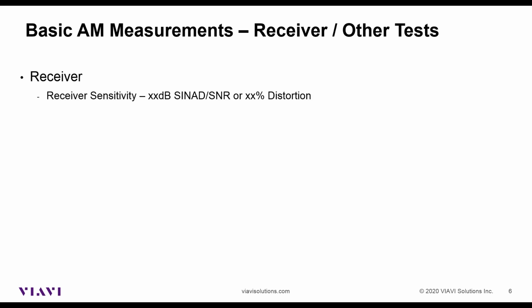On the receiver side, again, we'll look at sensitivity. So maybe we'll look for a particular SINAD or SNR value in dBs, or we'll look at a percentage distortion. You can choose any or all of those measurements. We might want to look at, again, a similar test, but here we'd be actually looking at the IF from the radio, not at the recovered audio. With the radio I have today, I don't have that capability on the radio.